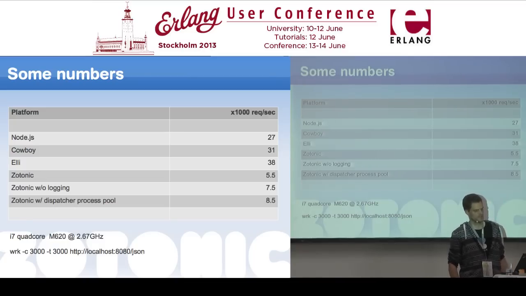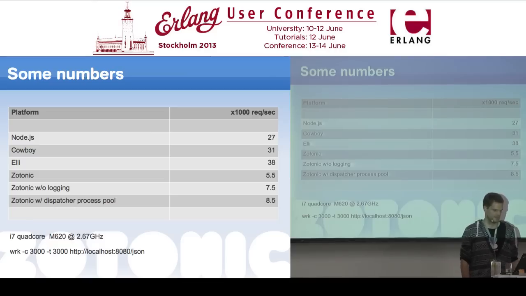So I did some tests to see how I can speed it up. By default, Zotonic does access logging, and Node.js doesn't do it, so we turned that off. It got better. I fiddled a bit around with the dispatcher. It got better. So we know where to look. We're actually thinking of switching to either Cowboy or Elli. I don't know who can convince us first. So it's an ongoing process to make it better.